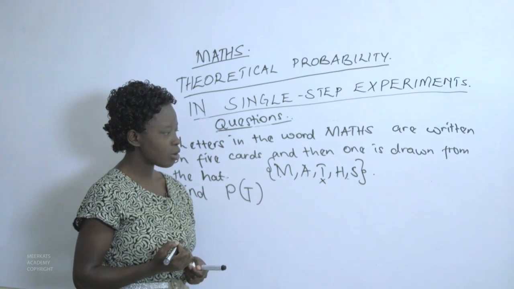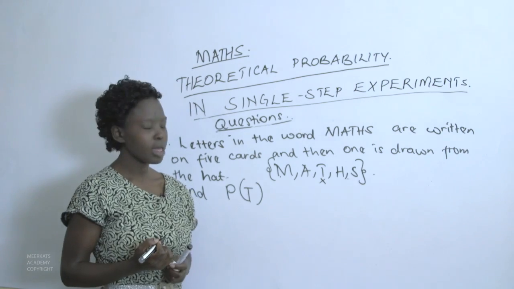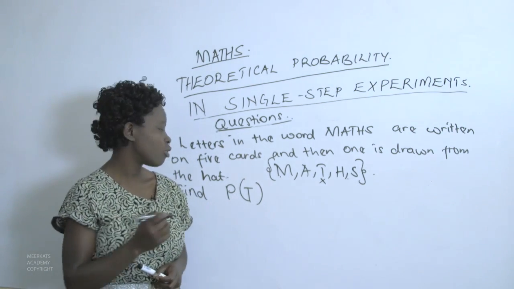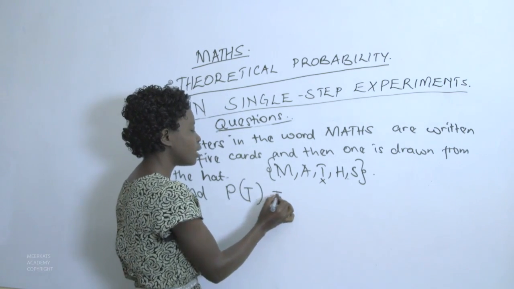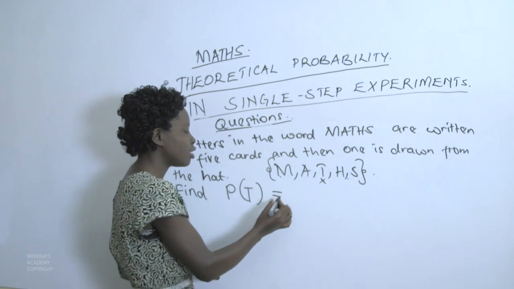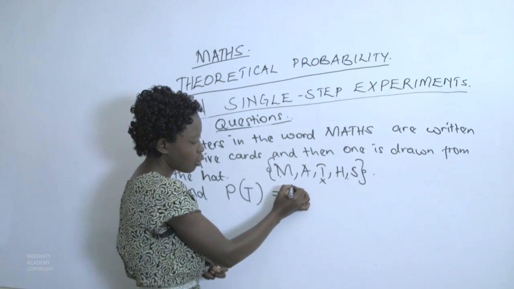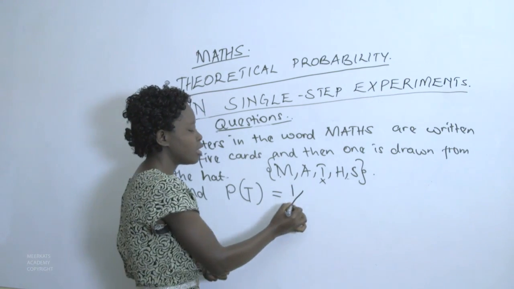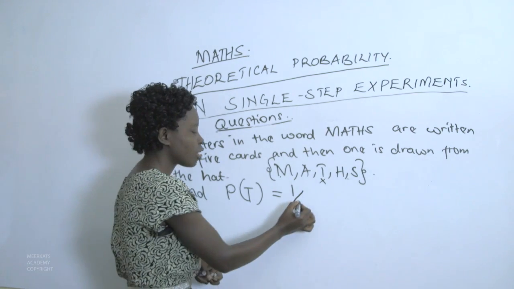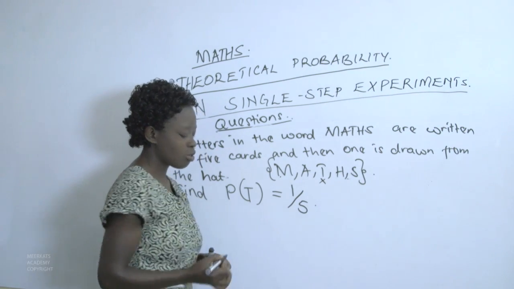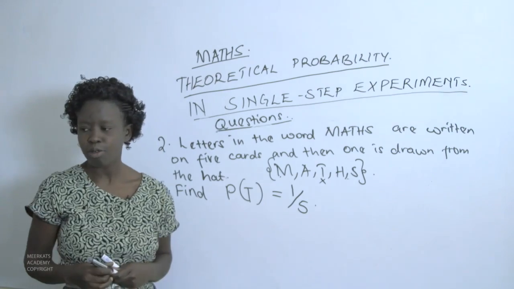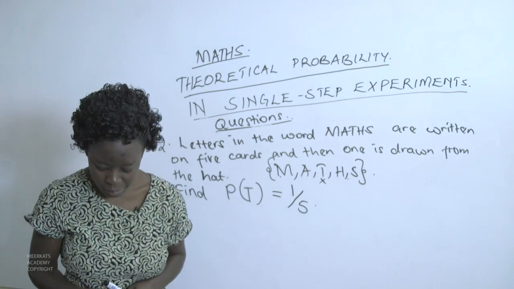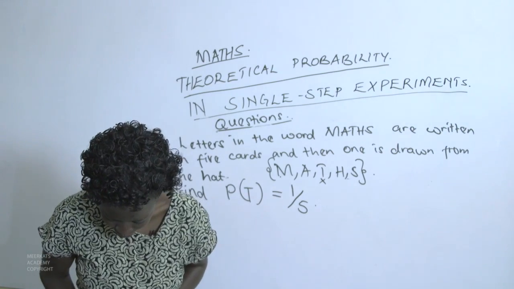So since there is only one favorable outcome and the total number of outcomes in this case is 5, it means that the probability of drawing letter T from that given hat will be the number of favorable outcomes, which is 1, divided by the total number of outcomes, that is 5. So the probability of drawing letter T from the hat is simply 1 over 5.